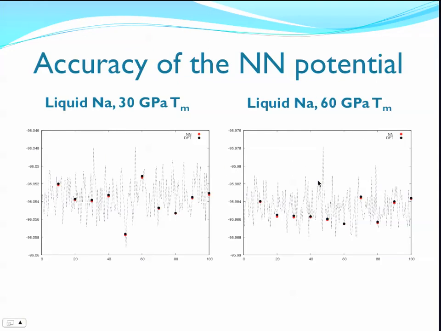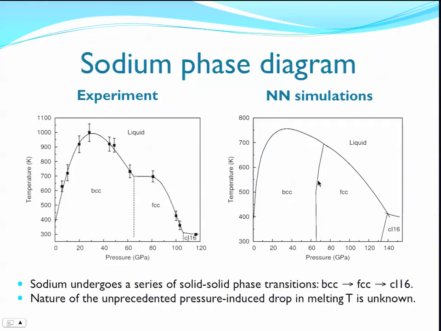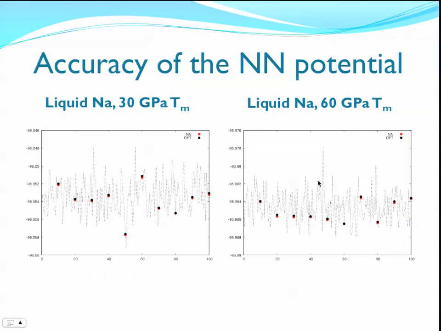So maybe you notice that qualitatively the phase diagram looks very similar to the experimental observation, but quantitatively the temperature and pressure scales are a little bit different. But by carefully analyzing the performance of the neural network, we figured out that this error is due to the density functional itself, not to the errors of the neural network fitting.